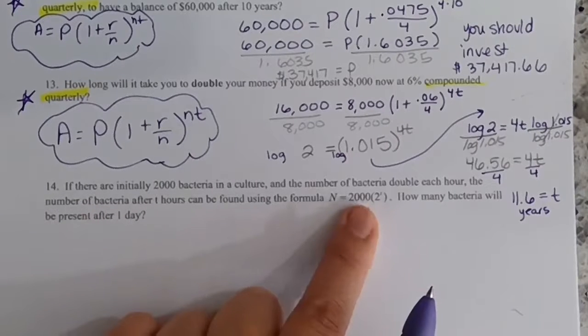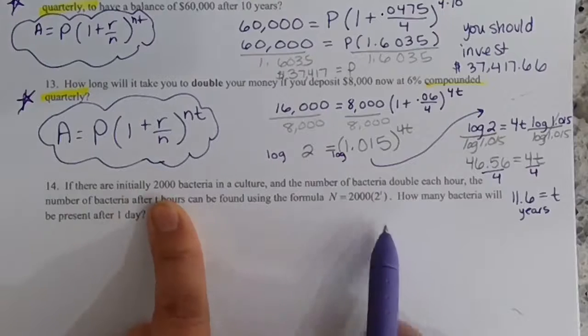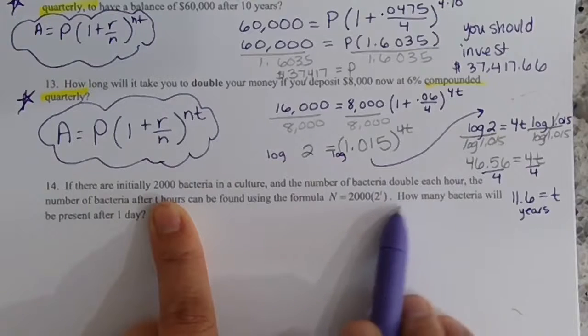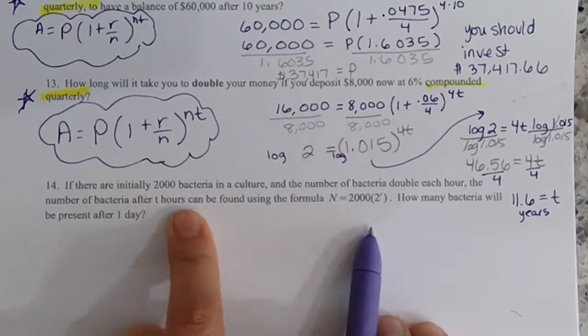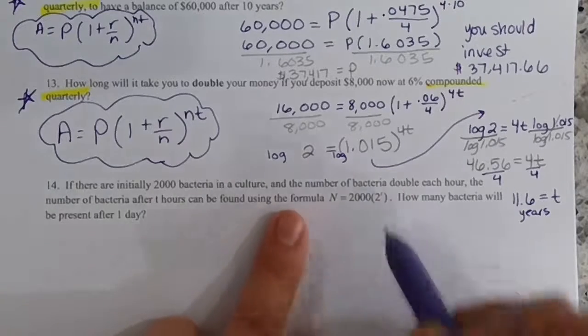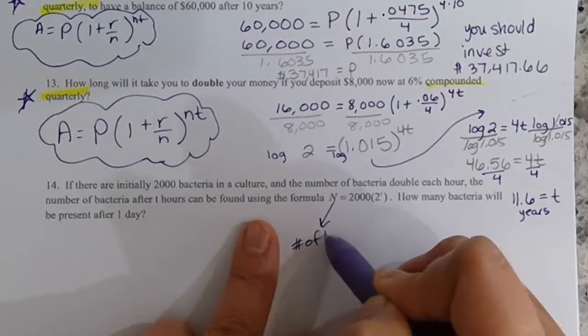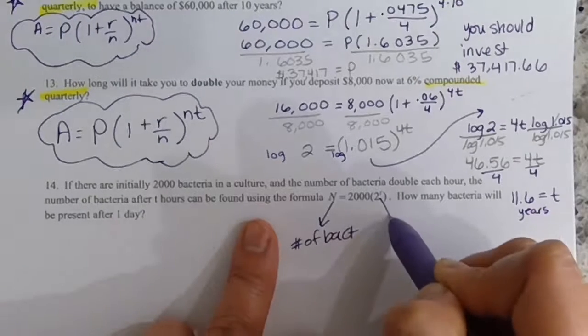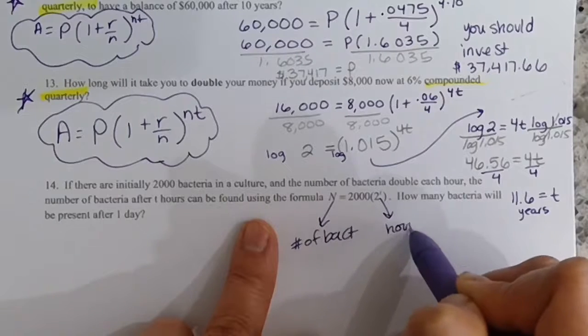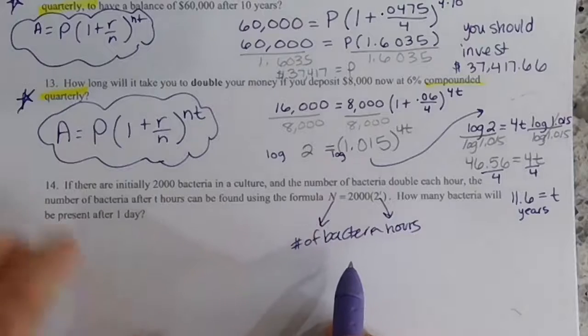So this one, they gave you the equation, so I'm just going to use that in. It says if there are an initial 2,000 bacteria in a culture and the number of bacteria double each hour, the number of bacteria after T hours can be found by using this formula. So that's the number of bacteria, and T stands for hours. Always know what your variables stand for.